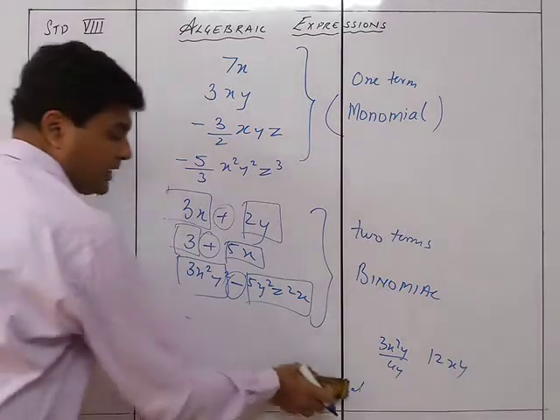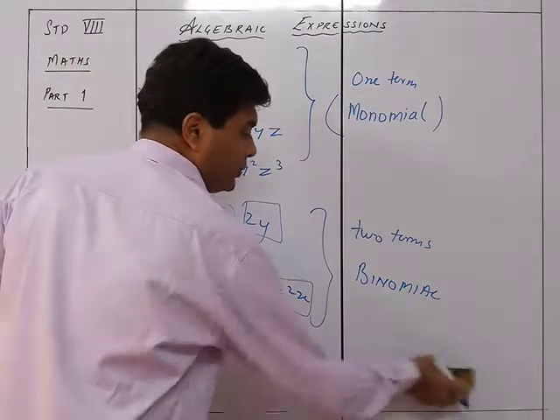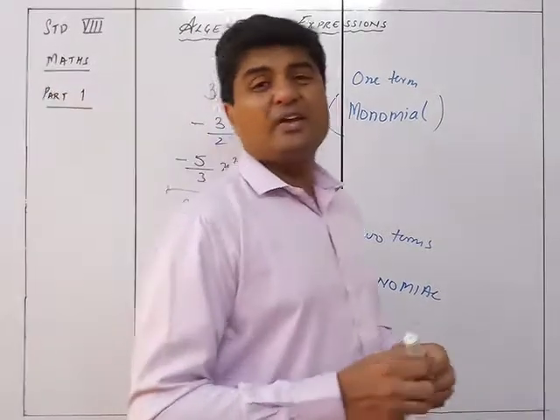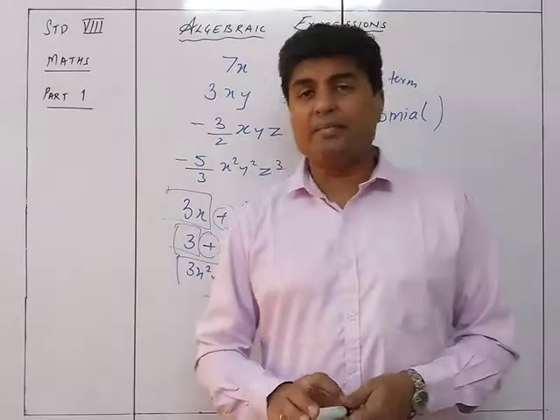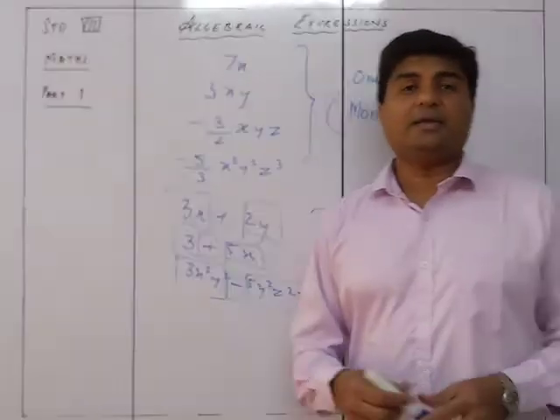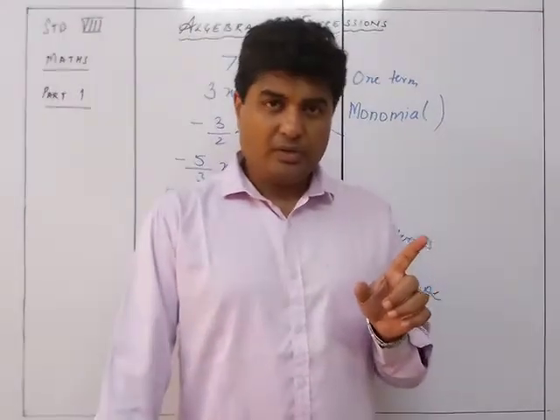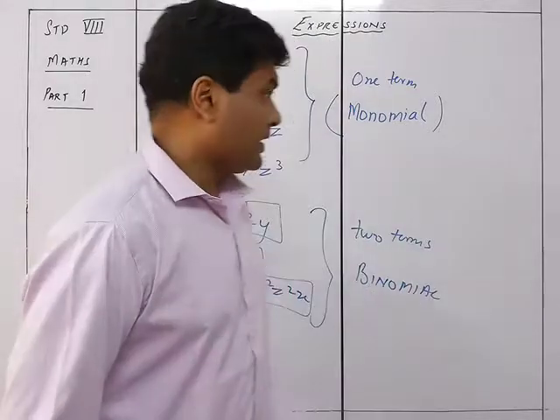A monomial will have no addition or subtraction sign between the terms. Whereas if there is an addition or a subtraction sign between the terms, then depending on the number of terms, it will be a binomial. Got it?